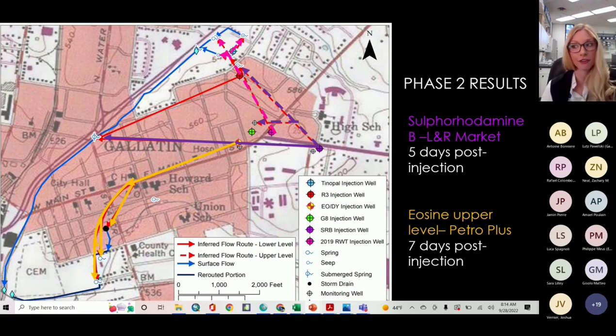I will note that these are inferred flow paths. The exact flow path to each monitoring point, as well as exact locations of bifurcation, are not known. And this is where some of the geophysical work that was involved in this project really came in.